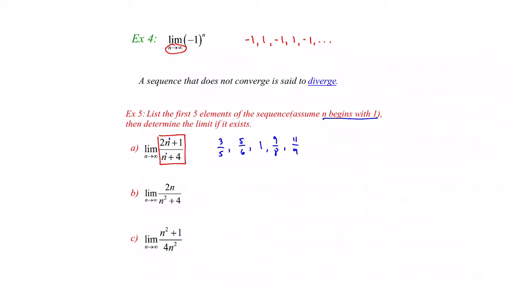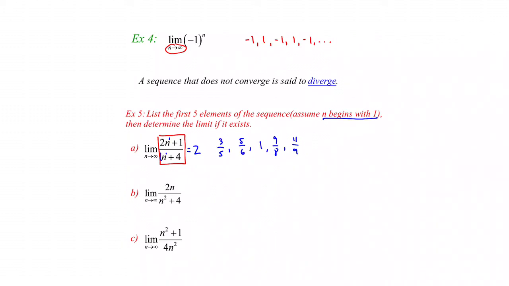In this case, the degrees are the same, so the limit would approach 2 over 1, which is just 2. You can plug in n equals 100, and n equals any large number there, and you'll see that these numbers get closer and closer to that value of 2. So let's go ahead and look at B.